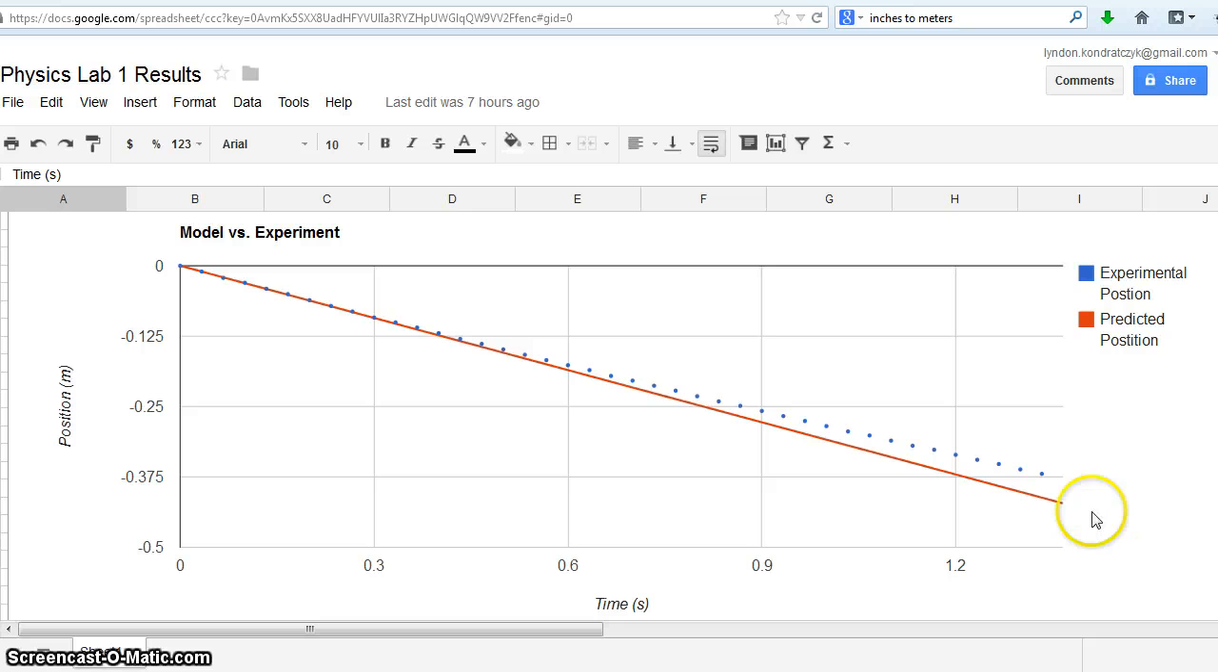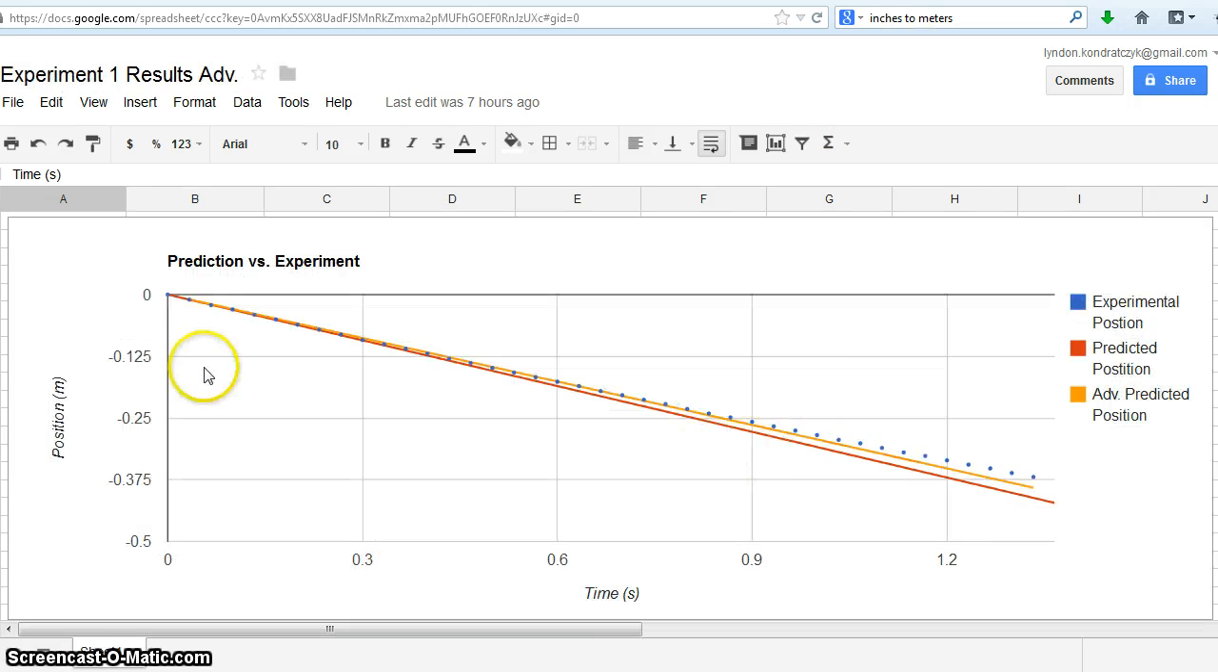So in order to try to minimize this, I used my first point to calculate the speed as the origin, and then the second point somewhere in the middle of my experimental data, which was right about here. And what that gave me was this yellow line for my new predicted position. And as you can see, it's more accurate, but not quite as accurate as I'd like it to be.